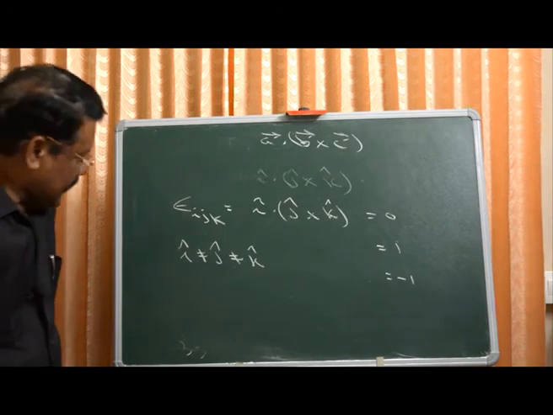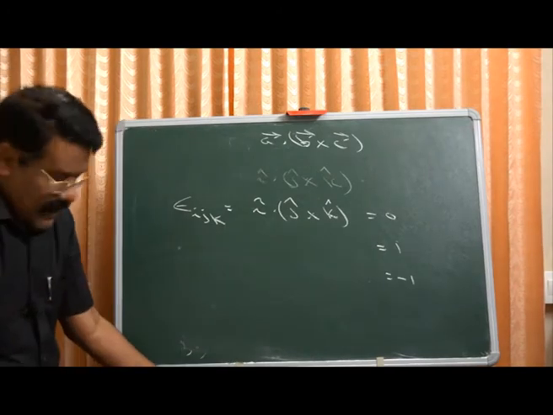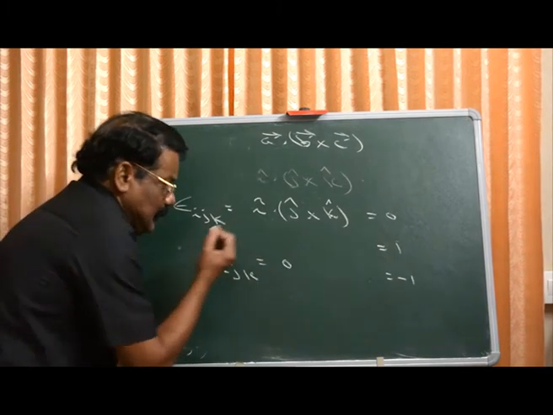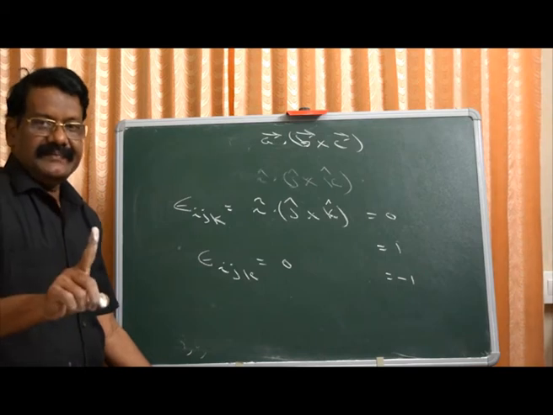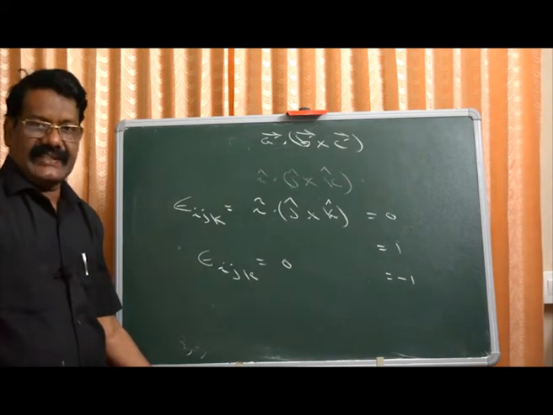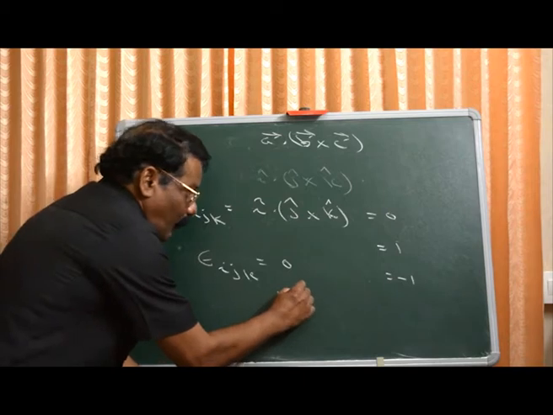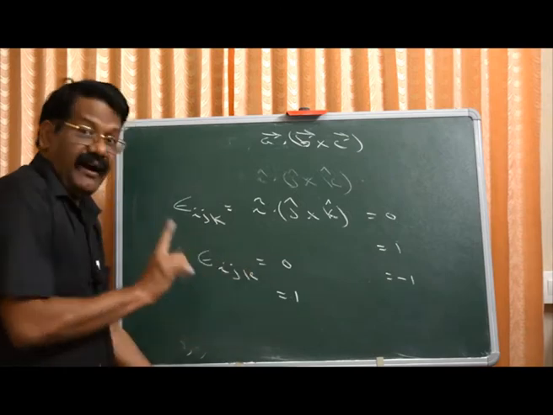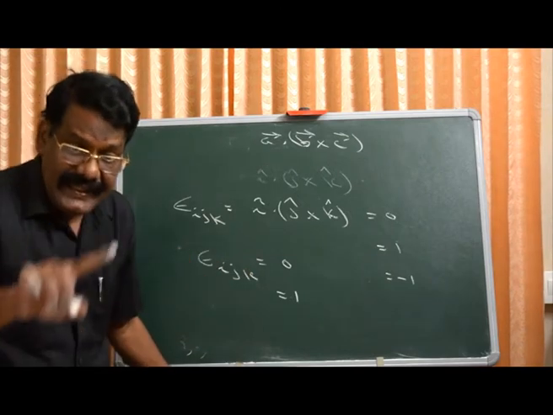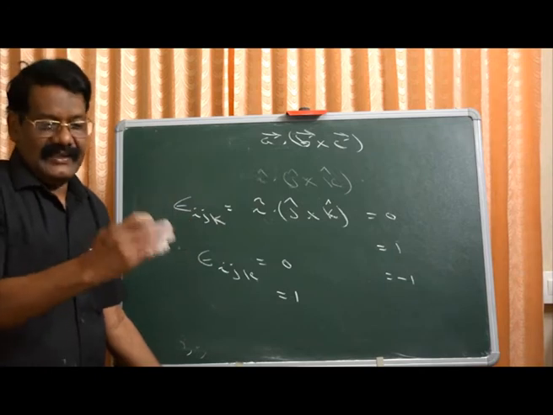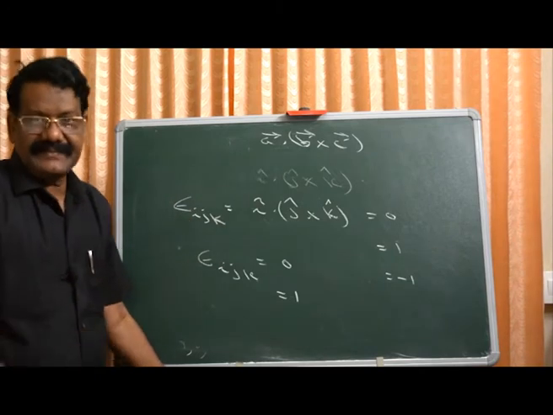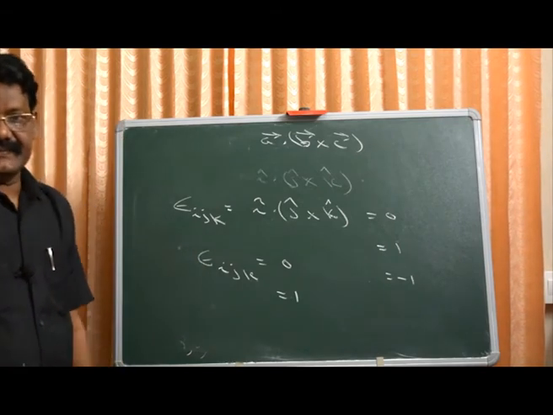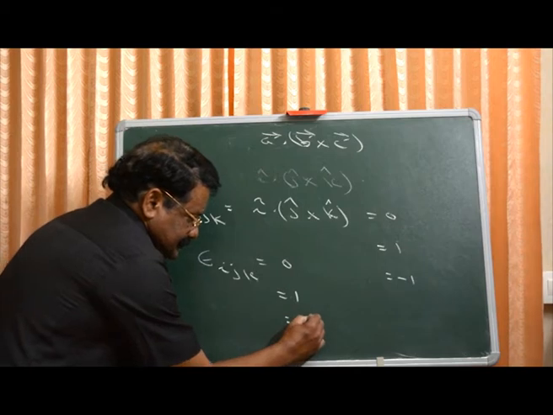Correct. Similarly, I can very well write this as epsilon ijk is equal to 0 provided any two indices coincide, which is equal to 1 when i, j, k are different and cyclic in nature. I goes to j, j goes to k, k goes to i. Correct? It is equal to 1. When they are non-cyclic, it is equal to minus 1.